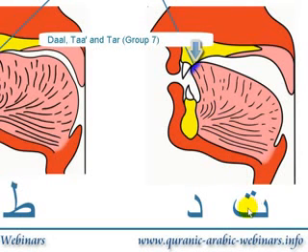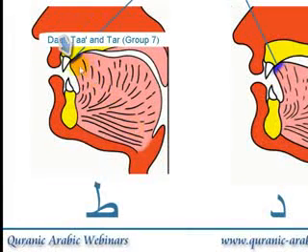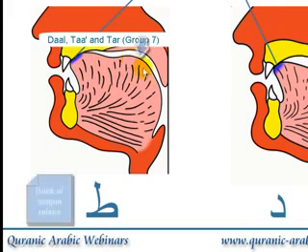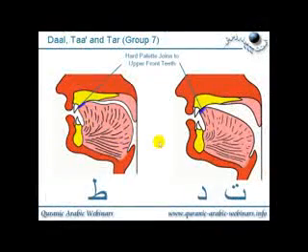So we have the letter Ta, Ta, and we have the letter Dal, Dal. And the other one we have is the letter To, To. So you apply a bit more pressure on the front of the tongue this time, and the back of the tongue raises a little bit. To, To. So that was group 7.